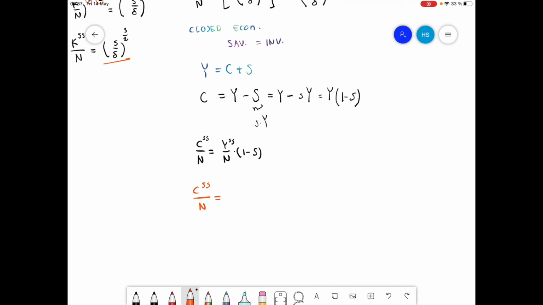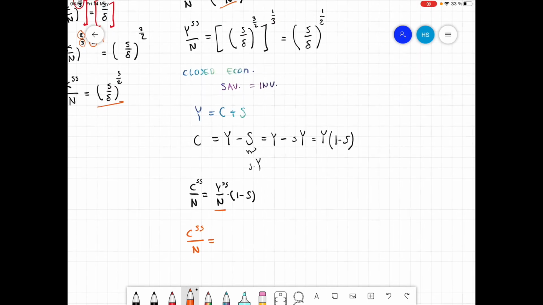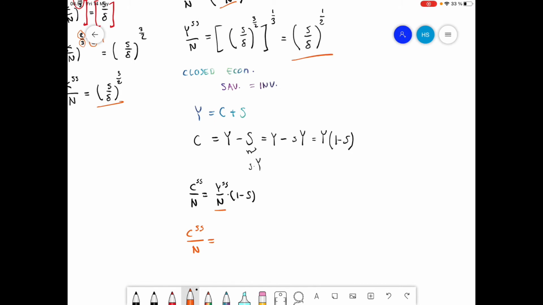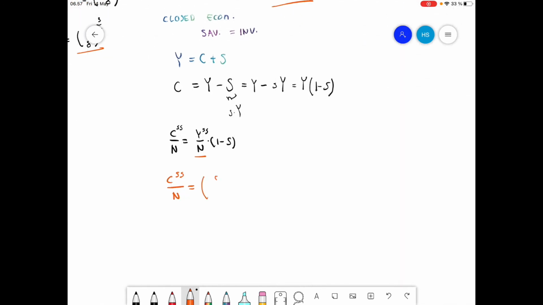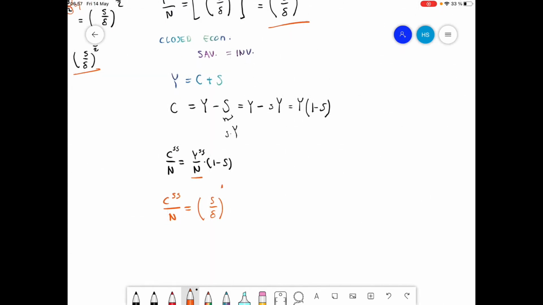So consumption in steady state in per worker terms must be the output in steady state in per worker terms, that is the savings rate over the depreciation rate to the power of 1/2, times 1 minus the savings rate.